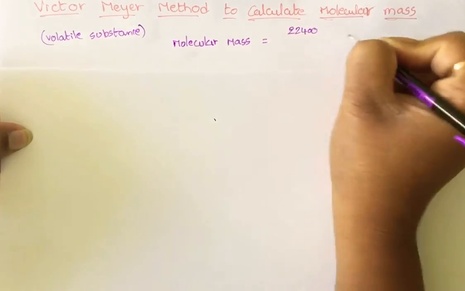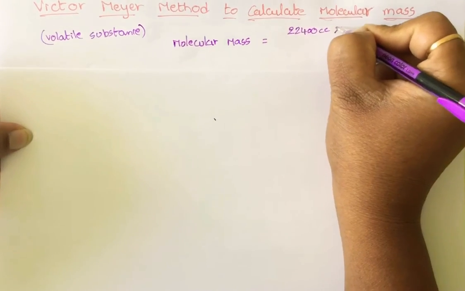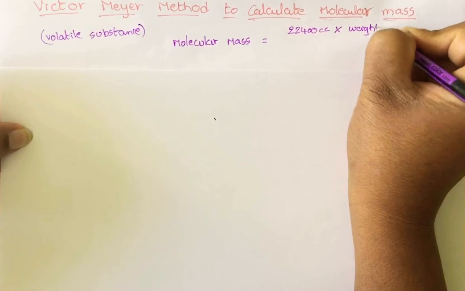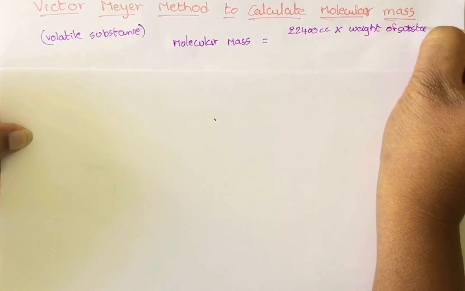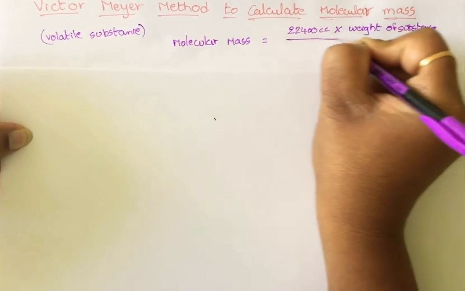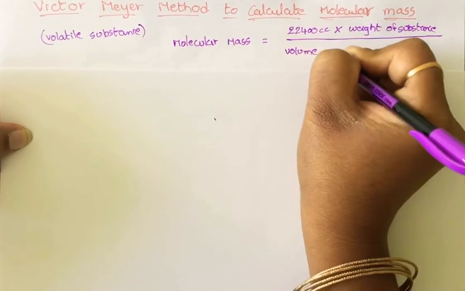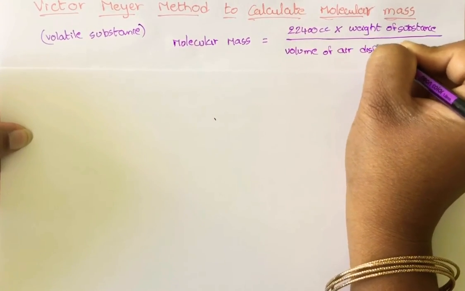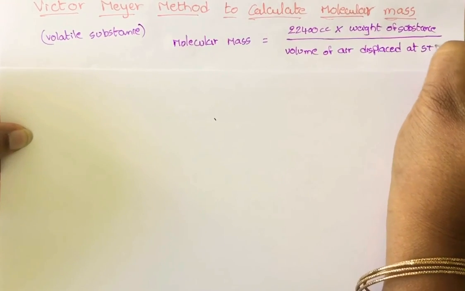2240 cc, cubic centimeters of the gas, multiplied by weight of the substance, should be divided with volume of air displaced at standard temperature and pressure.